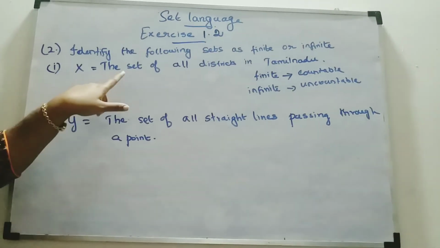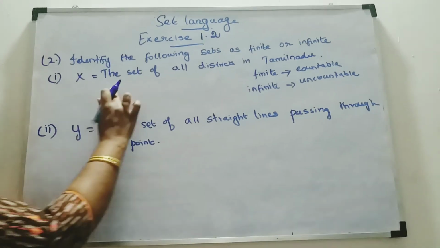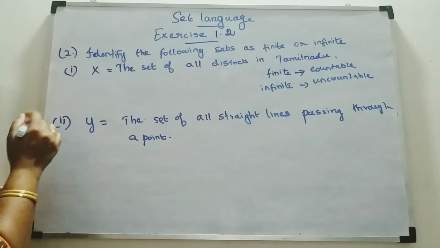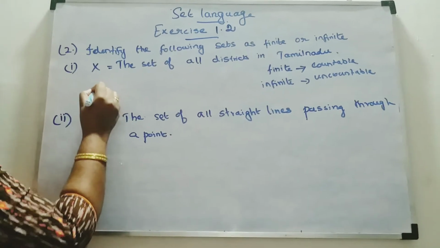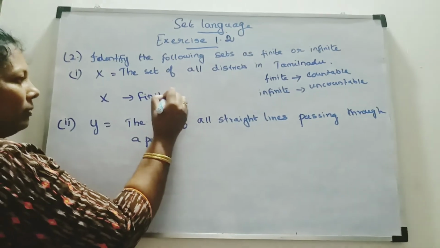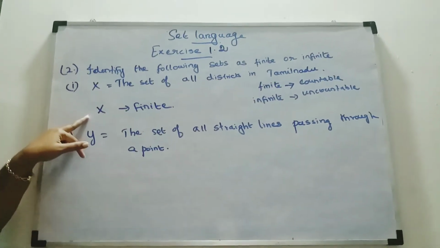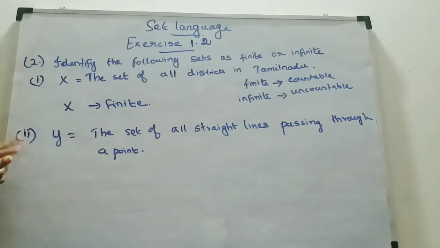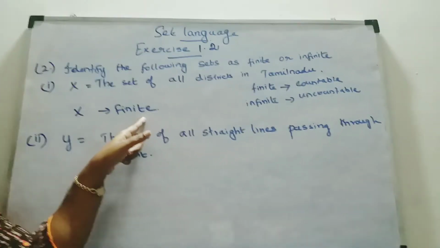So what is this set then? If the elements are countable, then we say it is finite. So X is a finite set. This is because the set of all districts in Tamil Nadu is countable. So we say X is finite.